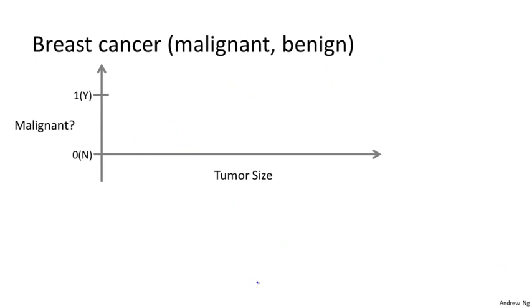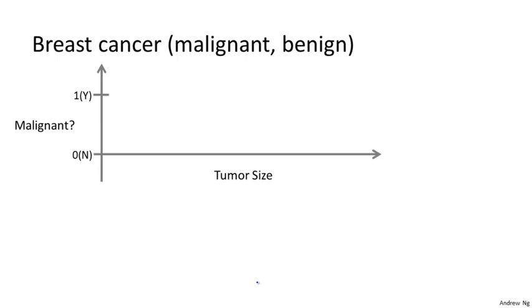Here's another supervised learning example. Some friends and I were actually working on this earlier. Let's say you want to look at medical records and try to predict if a breast tumor is malignant or benign. If someone discovers a breast tumor, a lump in their breast, a malignant tumor is a tumor that is harmful and dangerous, and a benign tumor is a tumor that's harmless. So obviously people care a lot about this.